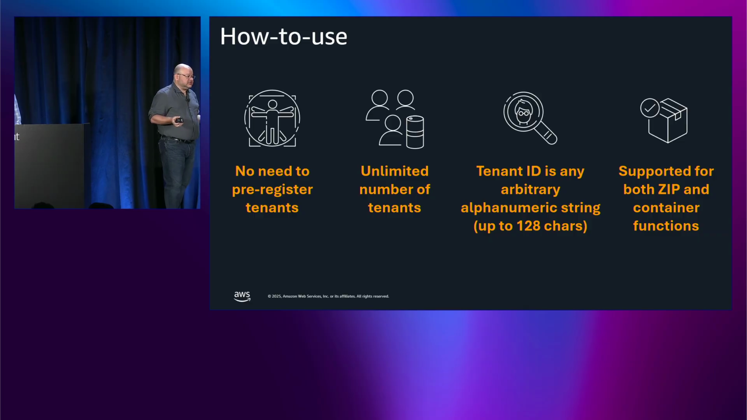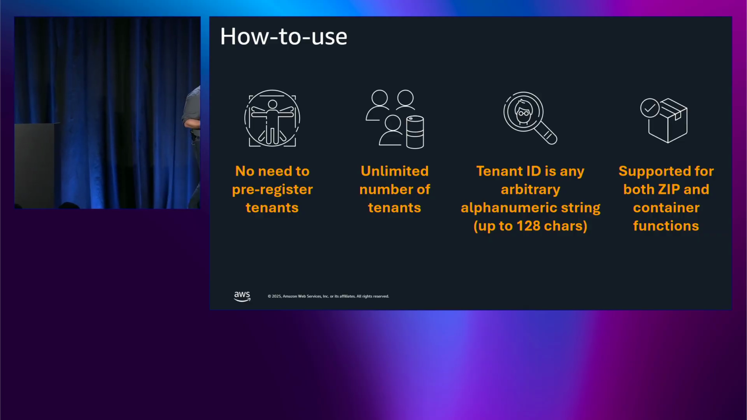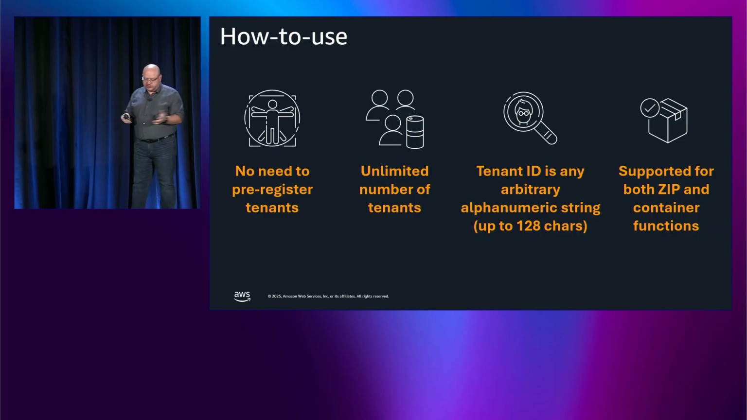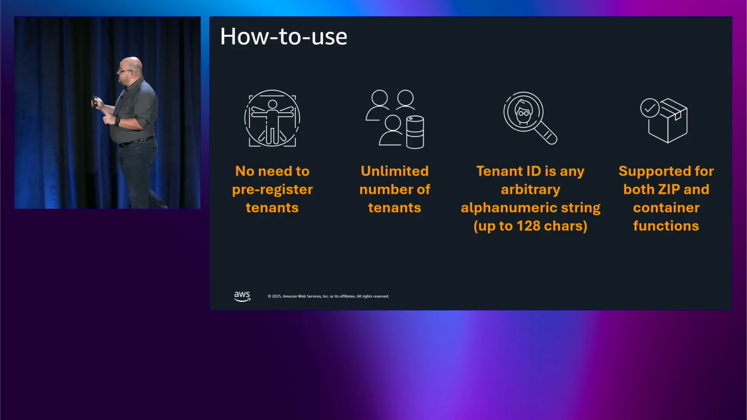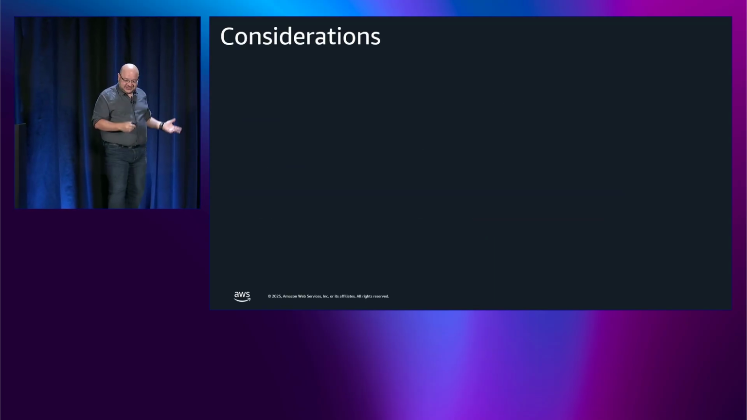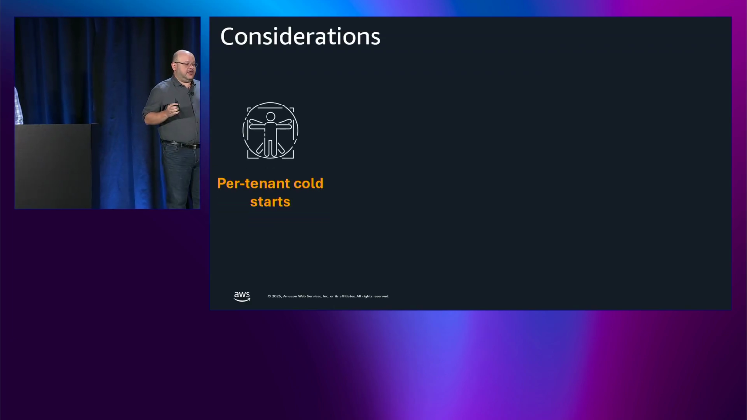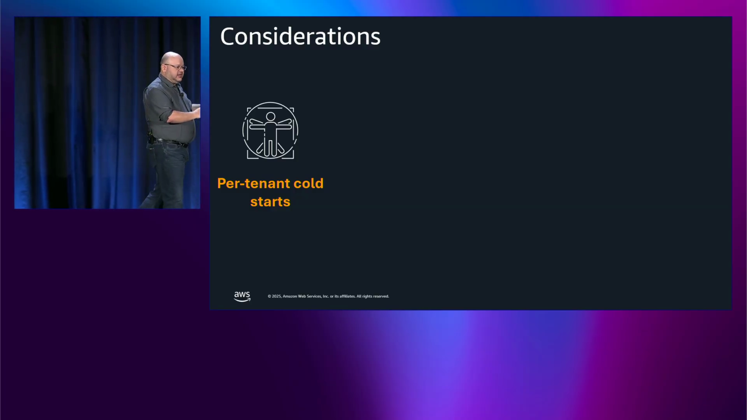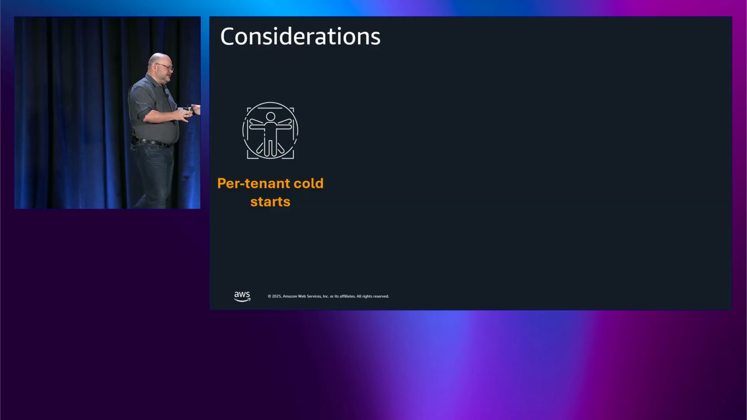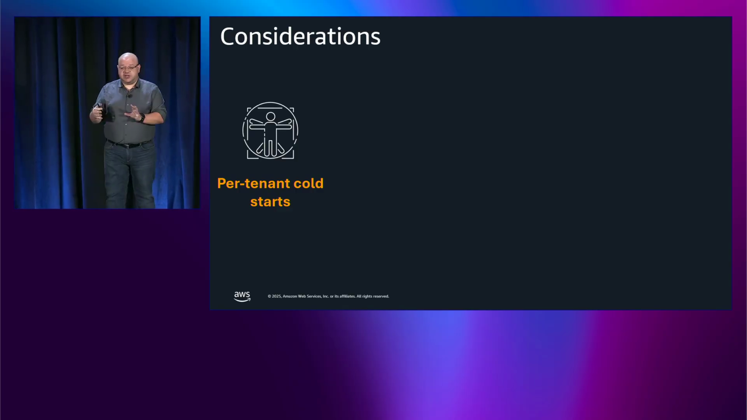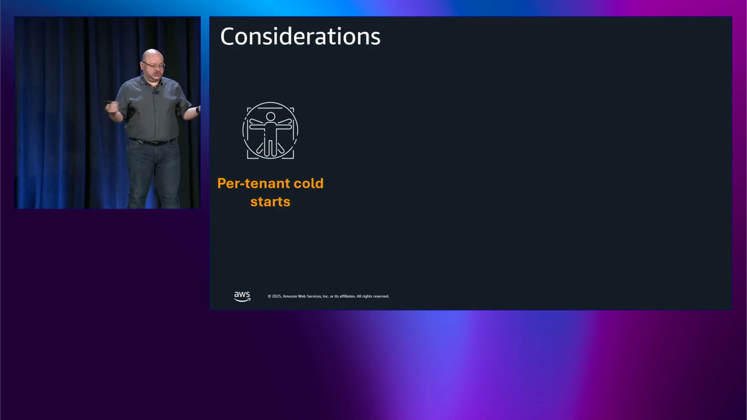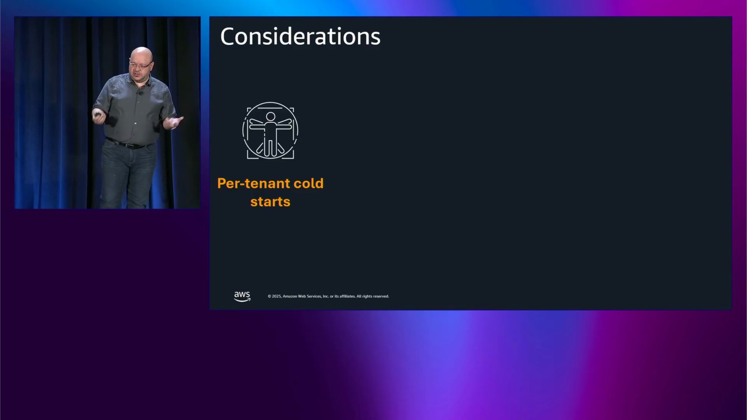The last one, obviously supported for both zips and container images, right? We want everyone to enjoy this new capability. Sounds great so far, right? But obviously, considerations, right? It's always about knowing the considerations for each capability. So first of all, since we're creating separate execution environments per tenant, your cold starts are also per tenant now, right? You want to have data isolation, right? Compute isolation. So your cold starts are starting to be per tenant as well because tenants are no longer sharing execution environments, right? That's something important to note.